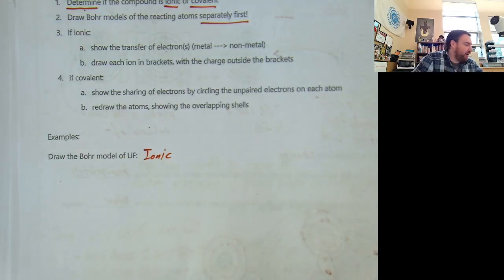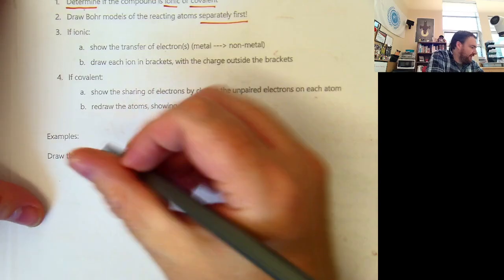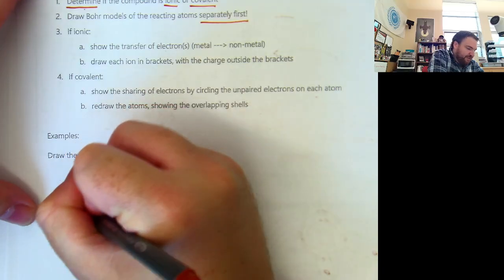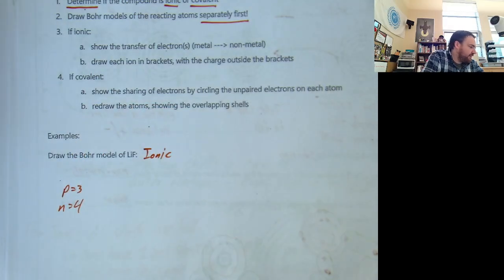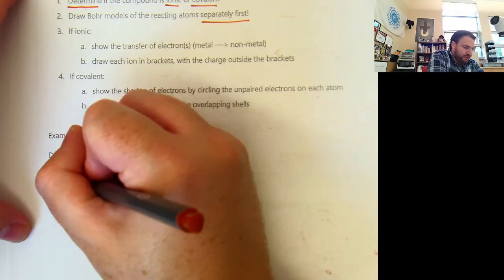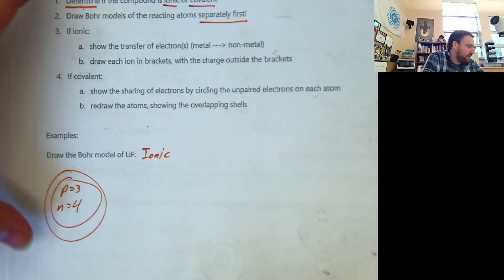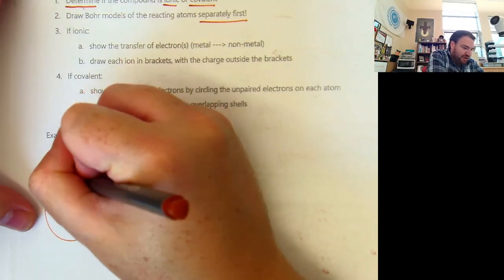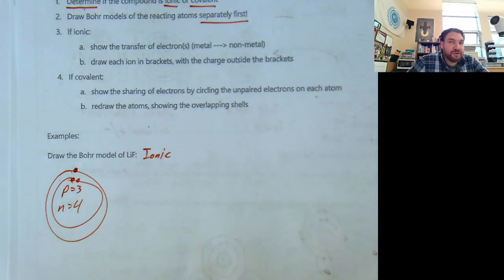A lithium Bohr model. Okay, let's use the shortcut. It's in row number 2 and column number 1. So lithium's going to look like this. P equals 3, N equals 4. The atomic number is 3. 7 minus 3 is 4. It's in row number 2, so 1, 2. And it's in group number 1, so it has 1 in the outer shell. The inner shell is full. There's the Bohr model, all nice and shortcutted.